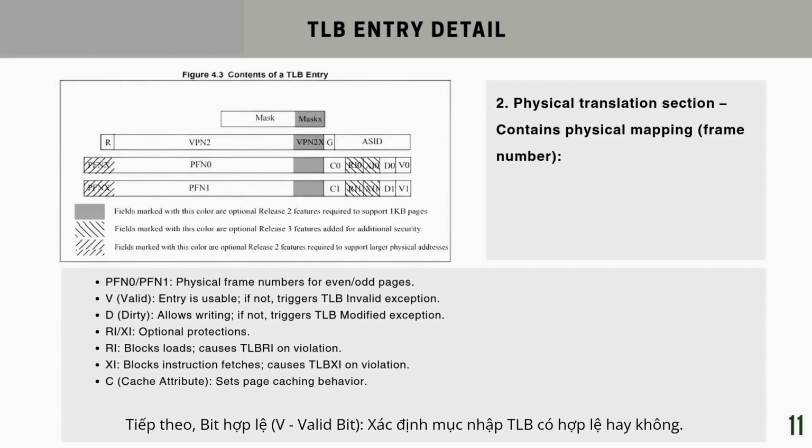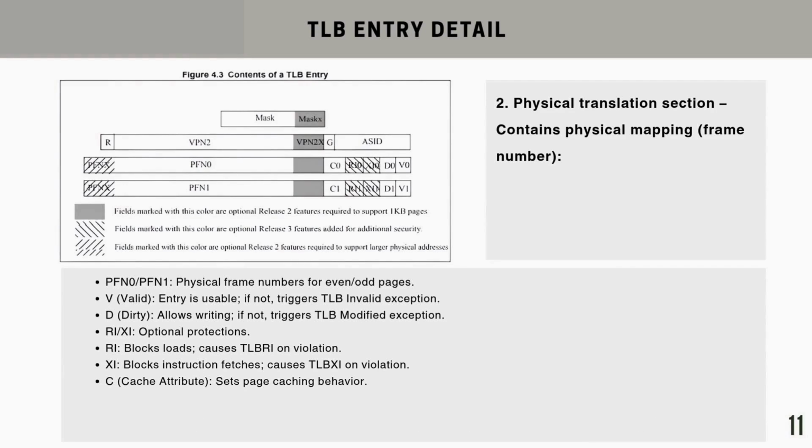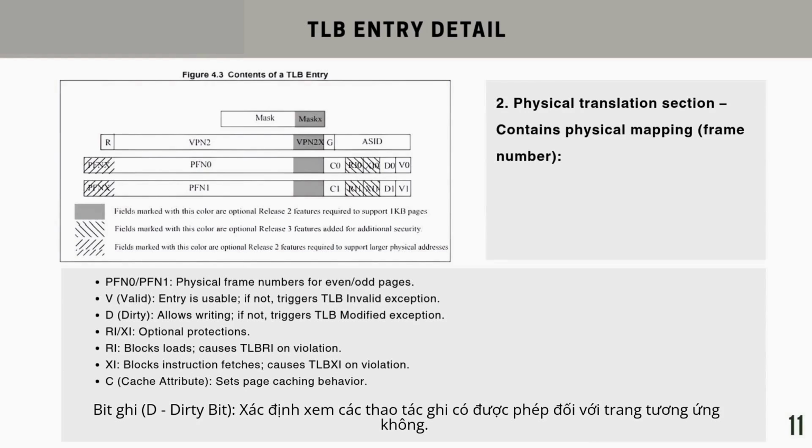Next one, valid bit V. This bit indicates whether the TLB entry is valid. If it is invalid, a TLB invalid exception is raised upon access. Dirty bit D.